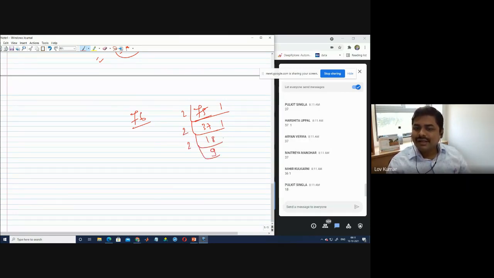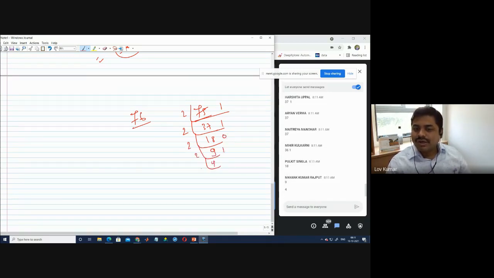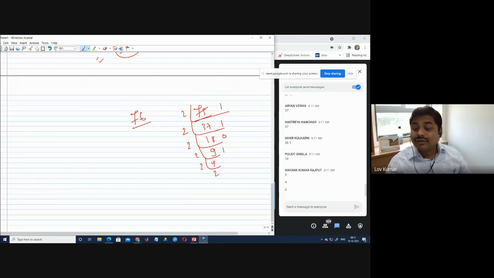What is the quotient value? 9, remainder 0. Again, we will divide it by 2. Then we will get 4, remainder 1. Again, we will divide it by 2 because we cannot write 4 in base 2. So we are getting here 2, remainder 0.